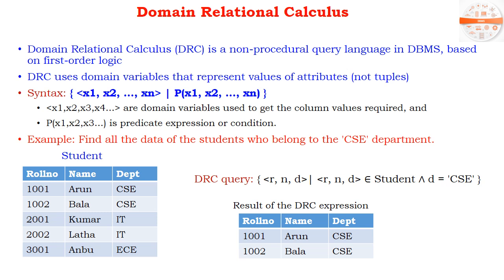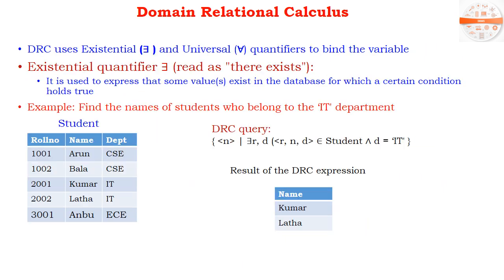That is, you have to write on the left side. The right side: all these columns belong to which relation? That is R, N, D belong to the student relation, followed by the condition. For example, the department variable D equals CSE. Then automatically it will filter and display the values.